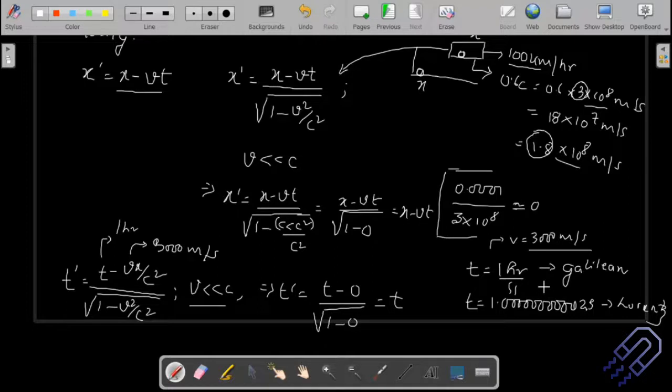So this is actually what is called the idea of Lorentz transformation. Okay.